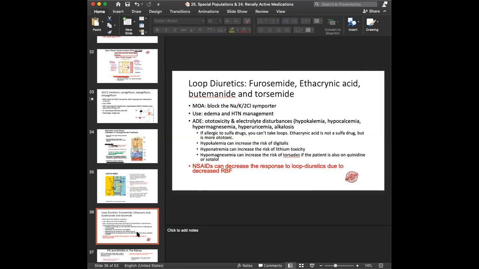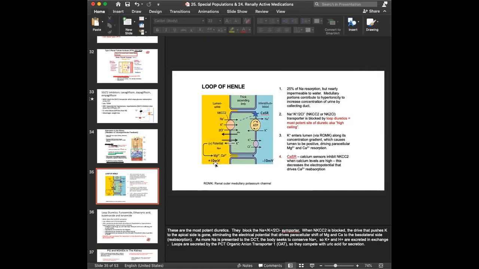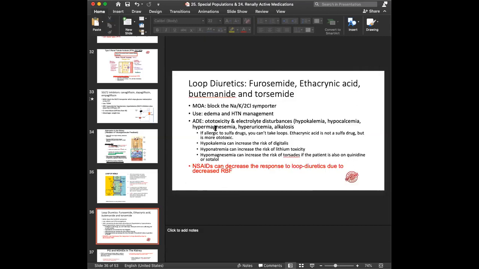So examples of loops are furosemide, ethacrynic acid, bumetanide, and torsemide. They're used for edema and hypertension management. Know that they can cause ototoxicity and electrolyte disturbances. So low potassium, low calcium, high magnesium, high uric acid, and an alkalosis.